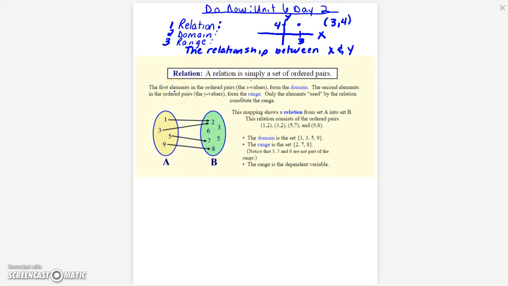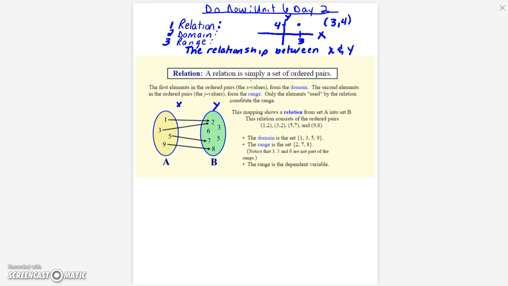The first elements in the ordered pairs, the x values, are the domain. The second elements in the ordered pairs, the y values, are the range. Only the elements used by the relationship constitute the range. We'll get into that later. Don't worry about it. But what this means is the domain is all of the x values. So if you go down to these 2 little eggs, the yellow egg says A, but really these are the x values. And the green one says B, but really those are the y values.